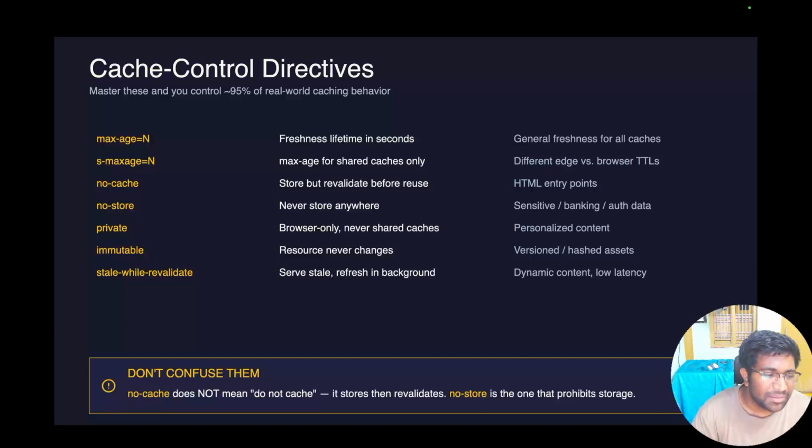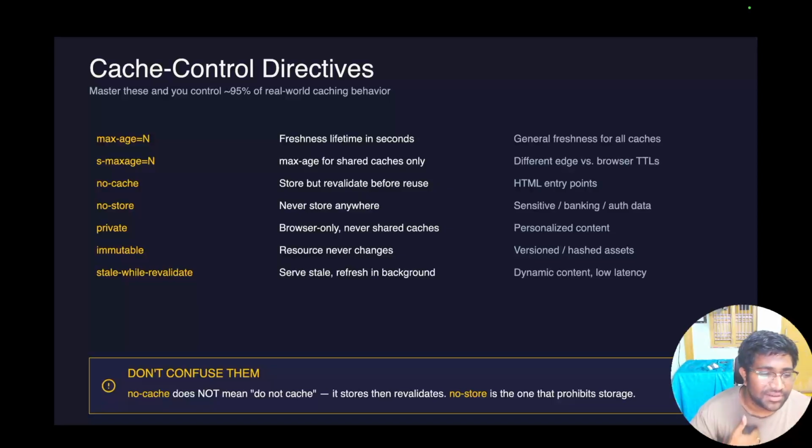Yeah. Next, immutable is beautiful in its simplicity. You are actually telling the browser this file will never change. Don't even bother revalidating it during its freshness window. This is perfect for all the versioned assets. So whatever you're seeing, I'll show that in probably the next slide.